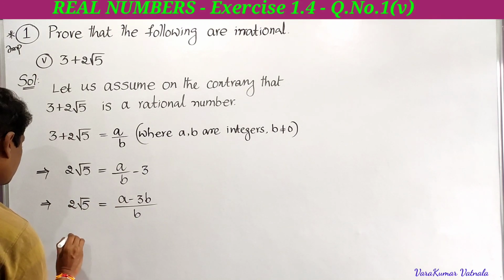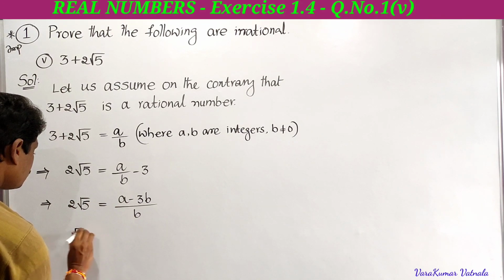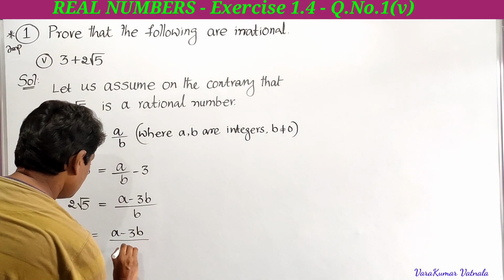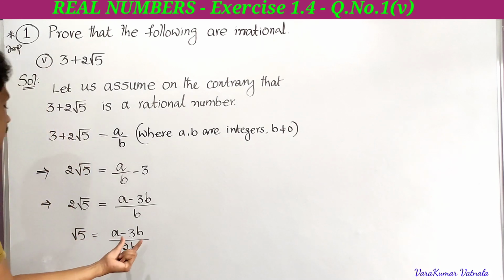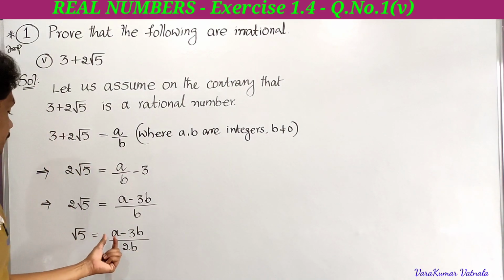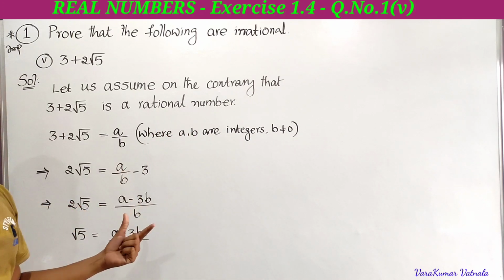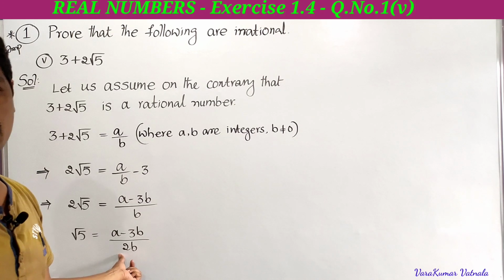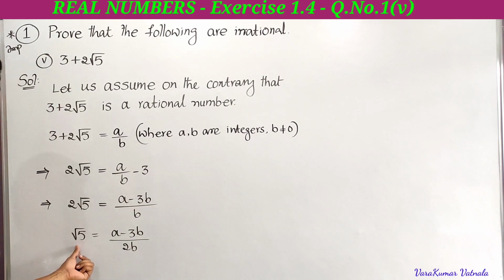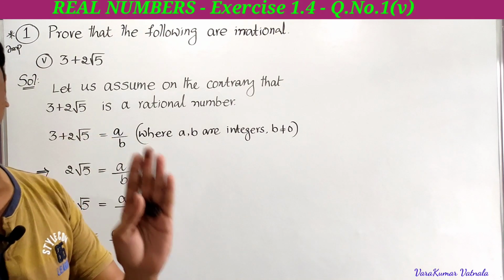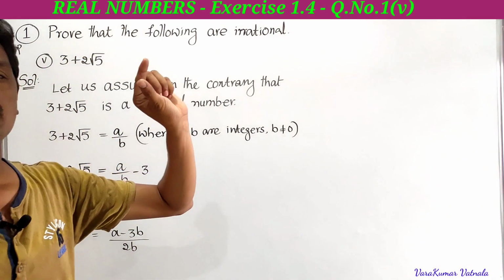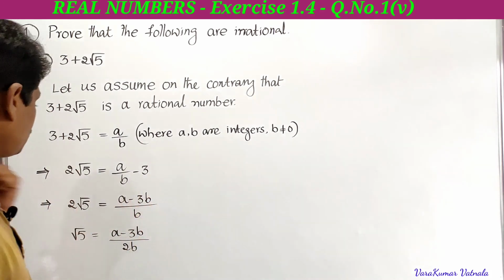Now take 2 to the right side, we get root 5 is equal to a minus 3b divided by 2b. 2 is multiplying here, so it divides. Again here a, b are integers, therefore a minus 3b divided by 2b is rational. So root 5 is rational. But this contradicts the fact that root 5 is irrational. Hence 3 plus 2 root 5 is irrational. So that you have to remember.